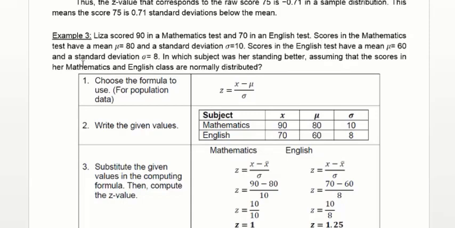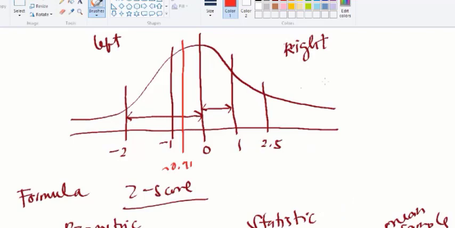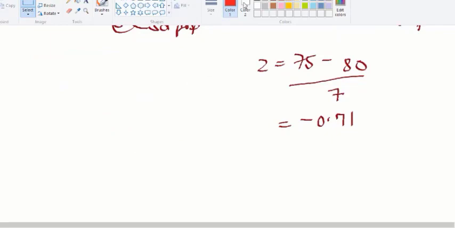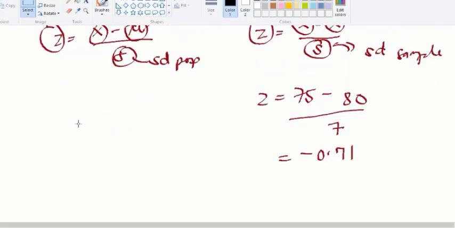Okay, so last example. Liza scored 90 in a mathematics test and 70 in an English test. Scores in the mathematics test have a mean of 80 and standard deviation of 10. And then scores in the English test have a mean of 60, standard deviation of 8. So, in which subject was her standing better? So, how are we going to solve for that? We are going to use population, kasi population ang nilagay doon. Or actually, you can use any, kasi nga, pareho lang sila technically.